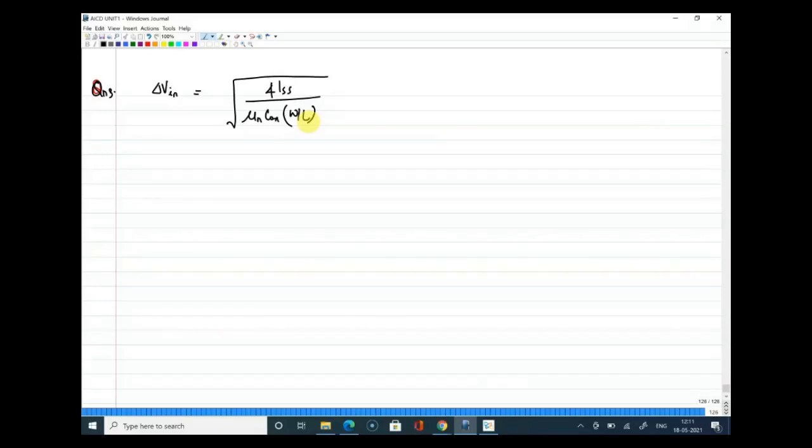So can I know what is the answer for this? ISS is given, mu and Cox is given, and W by L is also given. So what is, no, W by L is not given. You are supposed to find W by L. Delta V in is given.